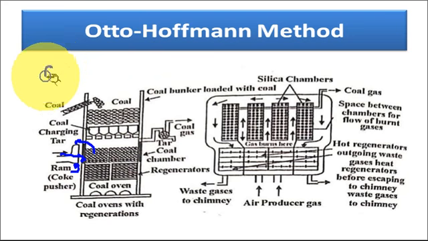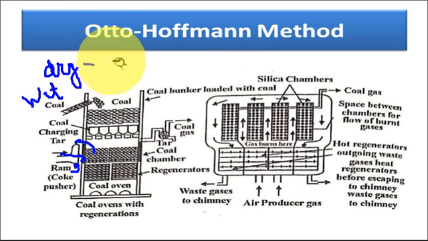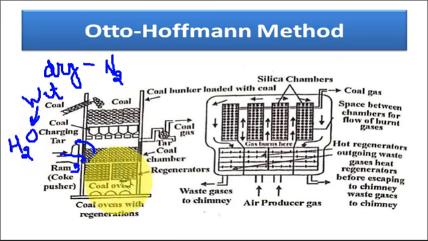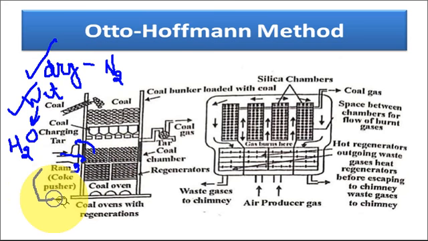For the quenching, we may use dry quenching or wet quenching. For dry quenching, we know inert nitrogen gas is used, while for wet quenching, water is used. That means a spray of water can be done. So either dry quenching or wet quenching may be used to stop the carbonization process, and then through the ram coke pusher, we can discharge the coke from the oven. But this is the coke discharging.